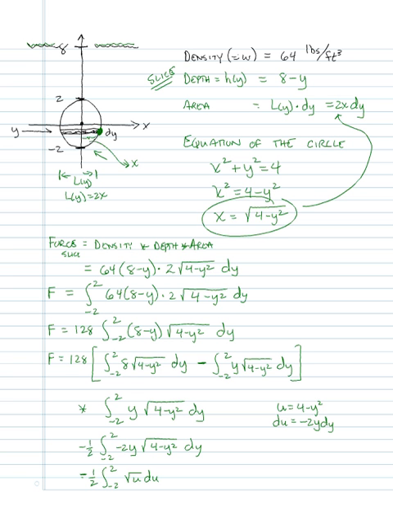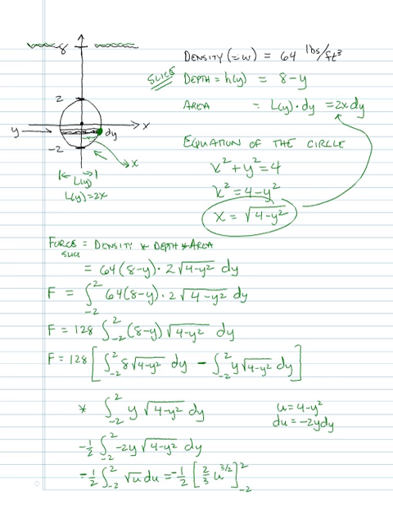Well, of course, the integral of the square root of u is 2/3 times u to the 3/2 power. So when we do this integration, we have negative 1/2 times 2/3 times u to the 3/2 power, and then, of course, we're evaluating from negative 2 to positive 2.